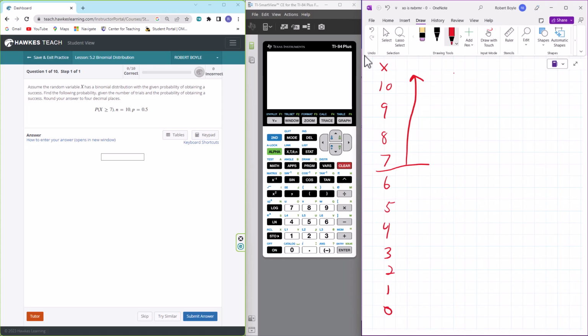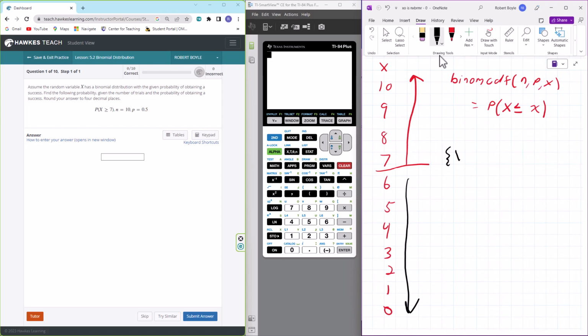And also remember, we have this function in our calculator called binomial CDF, which is a function of n, p, and x. And this will be equal to the probability that x is less than or equal to a particular number, x. Okay? So we really can't use this function to compute this directly, but we can use it to compute its complement.